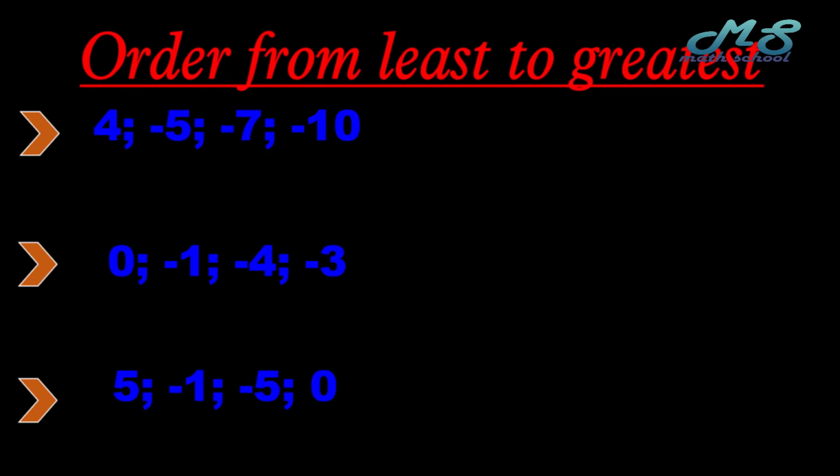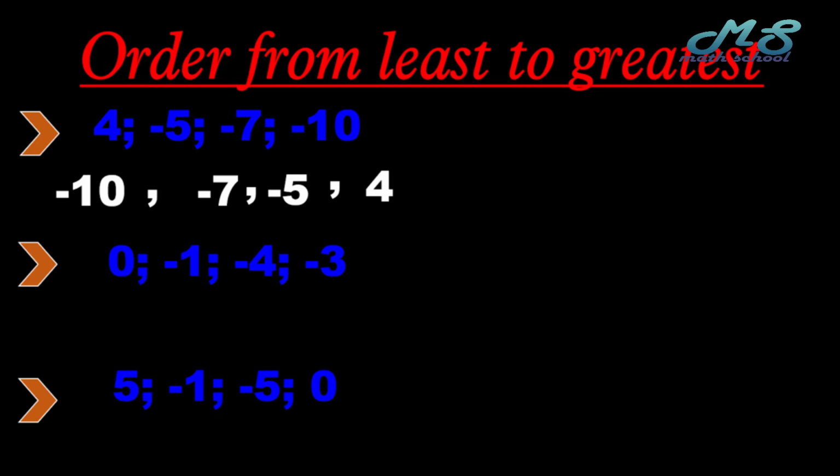Next, order from least to greatest. The first set, guys: 4, negative 5, negative 7, negative 10. The smallest one, guys, is negative 10, followed by negative 7, followed by negative 5. The greatest one is the positive one, which is 4.